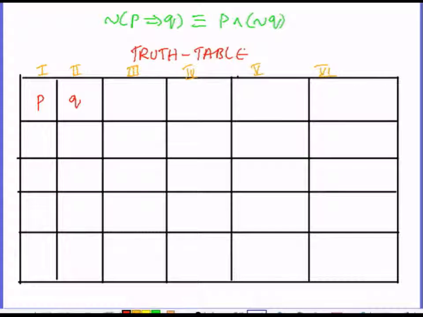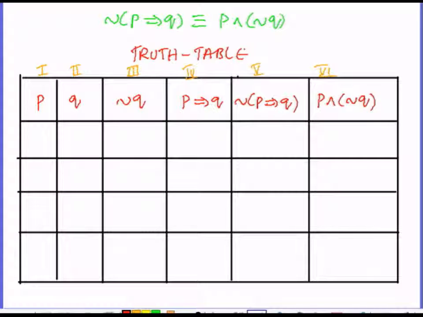Then now, in order to prove this condition, on the LHS we need negation of P implies Q, and on the RHS we need P and negation Q. The bracket indicates P implies Q, whereas in the third column I am going to take negation of Q. So first let us find the conditional statement of the two statements P and Q, that is P implies Q. In the next column let us find the LHS overall, that is negation of P implies Q. Then under the sixth column let us find the right side statement, that is P and negation Q.